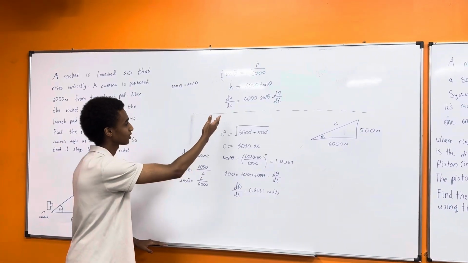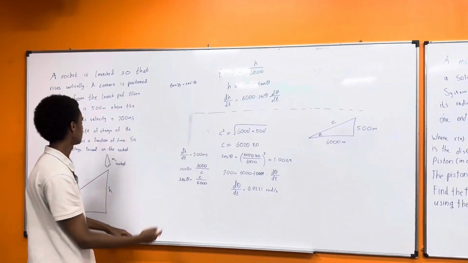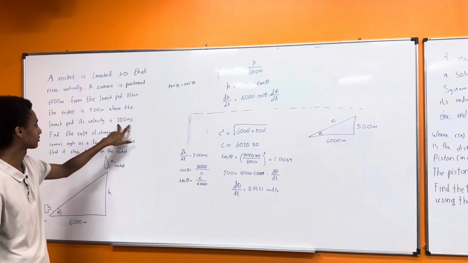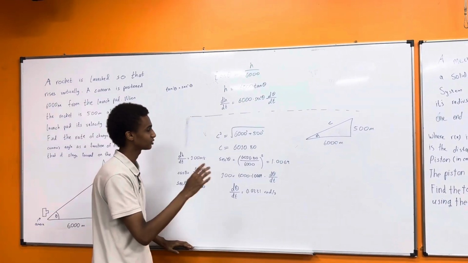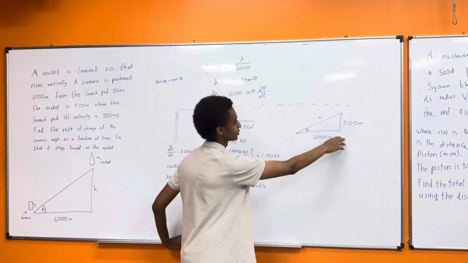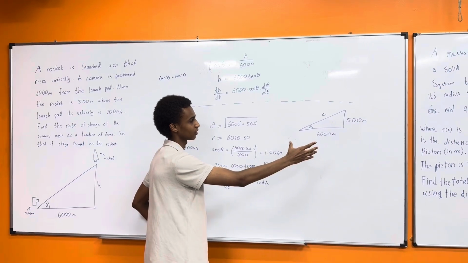And we already know the value of dh over dt, which is 200 meters per second, and we got that from the question. The velocity is 200 meters per second. And at that point in time, the rocket is 500 meters above the launch pad. So we can draw a small diagram to represent that position of the rocket.